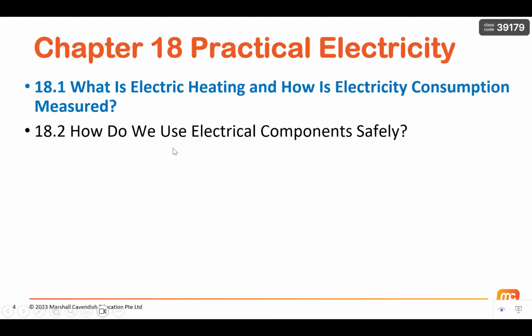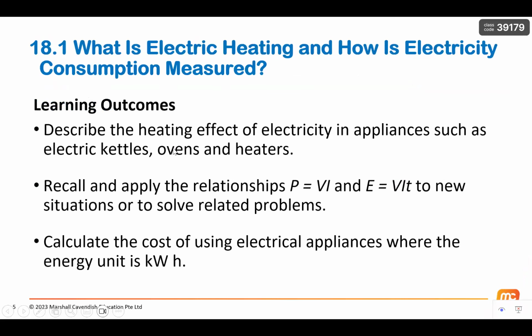Okay, so in this first part, we'll be covering what is electrical heating. Okay, we will only be looking at the heating effect of electricity. We will not be focusing on the rest, like chemical effect, sound effect, light effect, etc. And then we will also zoom into how electrical consumption is measured and how we calculate the cost of our electricity. Okay, so these are the learning outcomes.